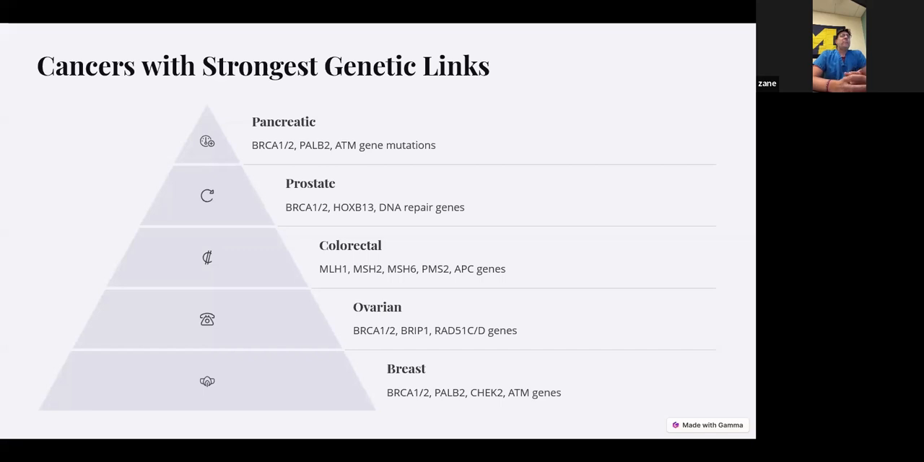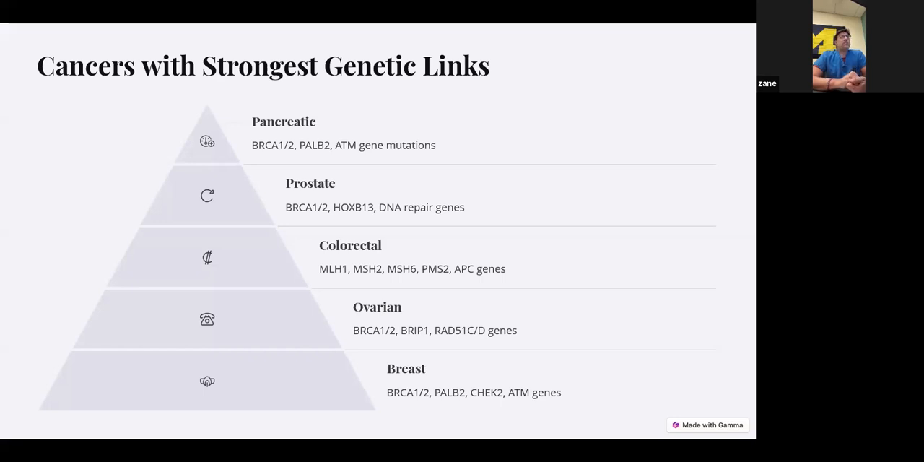So for breast, the more common mutations in that panel that we see positive for a risk for breast are BRCA1-2, one called PALB2, CHEK2, and ATM. If any of those are mutated, your risk for breast cancer is precipitously high.